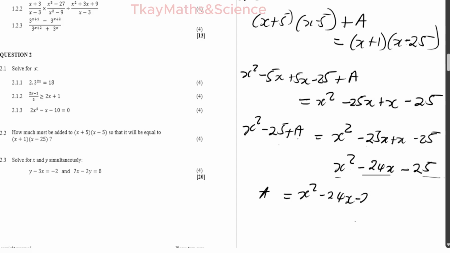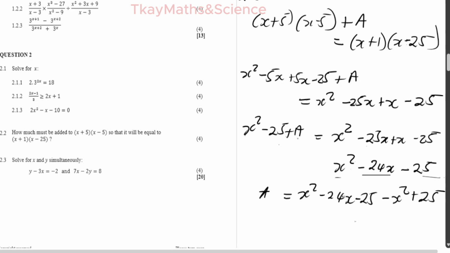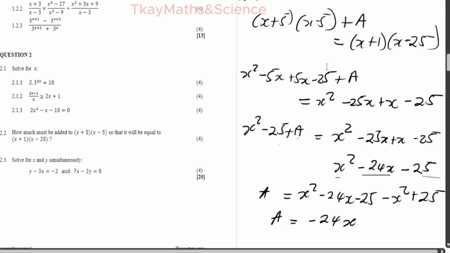24x minus 25, right? Now we're going to subtract, because when this one crosses over, it's going to become negative. Then this one is going to become a positive, which is plus 25, right? So x squared minus x squared is going to become 0, minus 25 plus 25 is going to become what? 0. So our a is equal to what? a is equal to negative 24x. All right, so that is our answer. Let's go on to the next one.